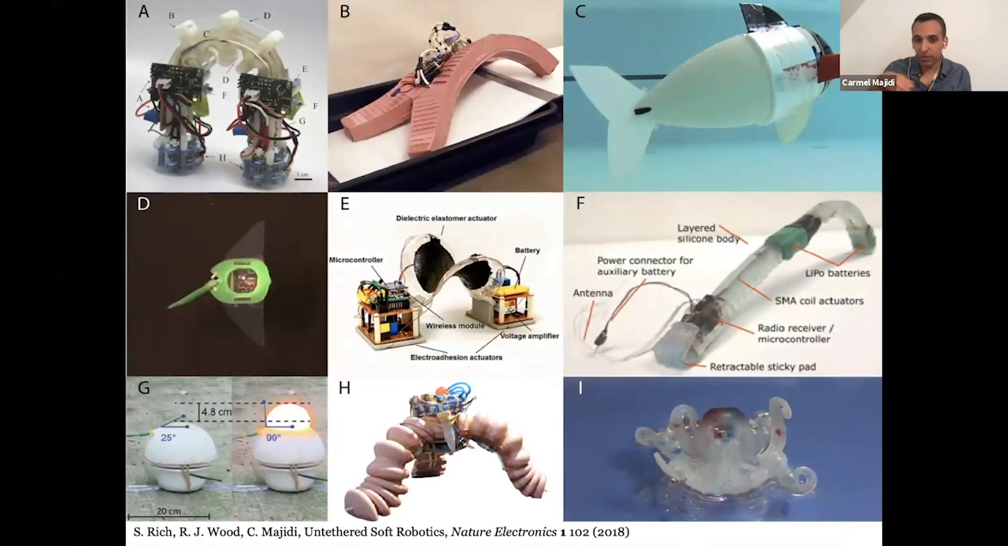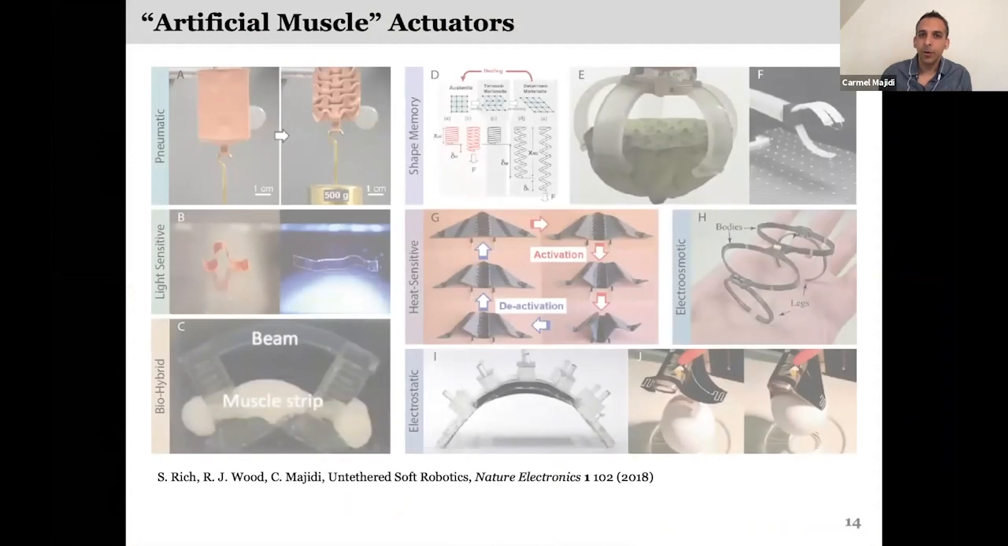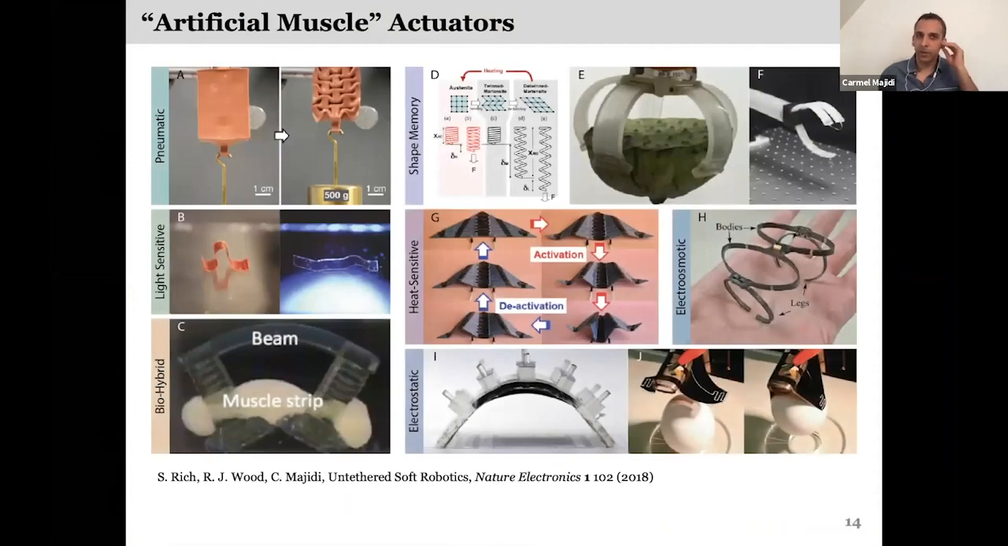These pictures are from a review article in 2018, and this alone is fairly outdated. Just in the past few years, there's been even more progress in building soft untethered robots. For the most part, they use a variety of different artificial muscle actuators. Top left, you see the pneumatics, which have been popular in soft robotics for decades. And then you also saw examples of using shape memory alloy, as in the top right, for building soft robots.